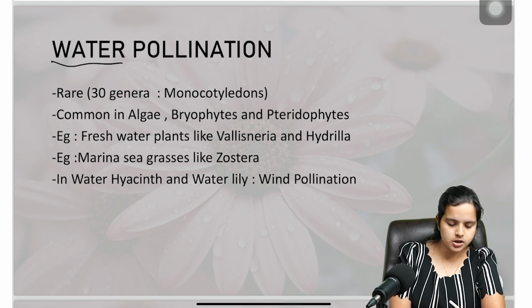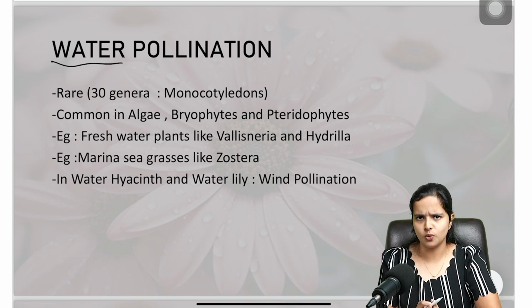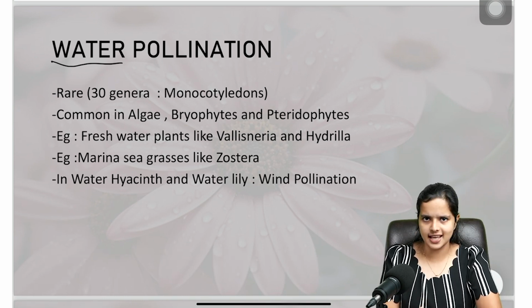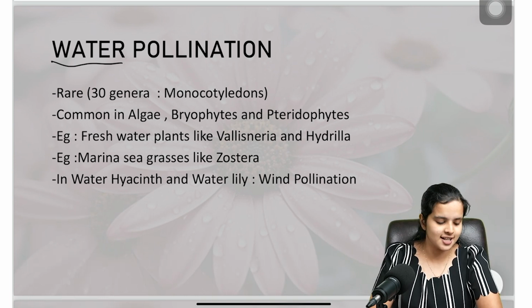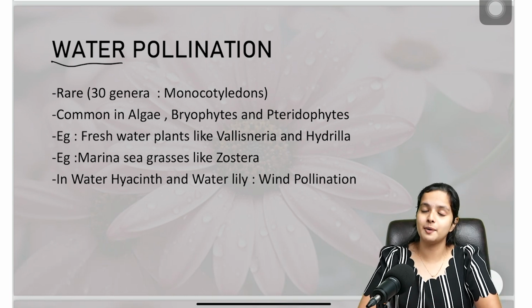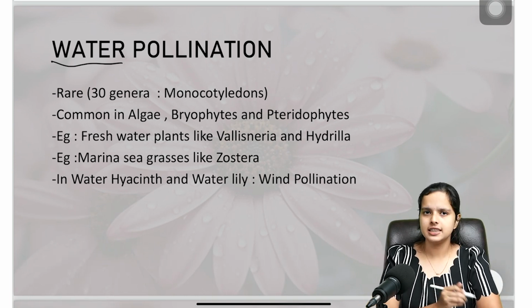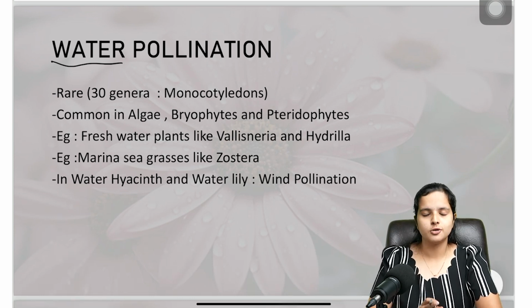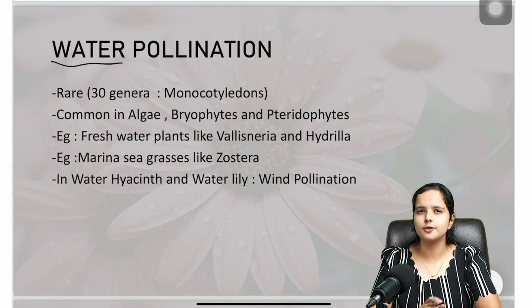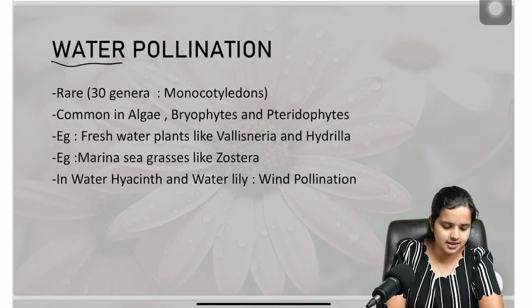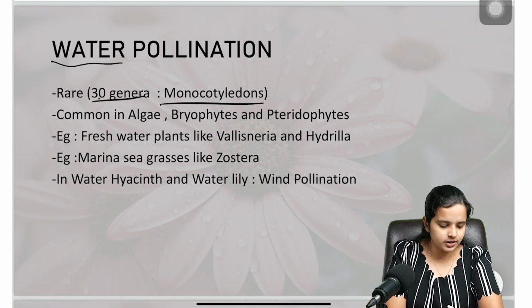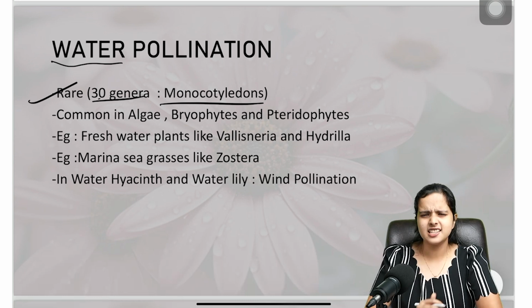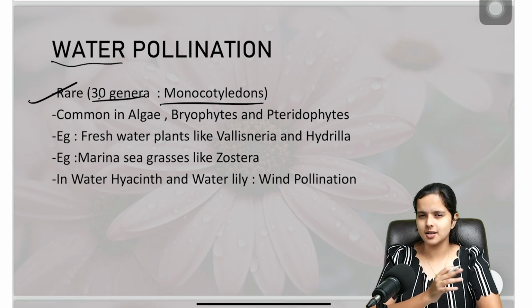Is water alive? No. Water does not have life, right? So water is also an abiotic factor. Water pollination is the second type of abiotic pollination, and it is comparatively rare. In angiosperms, you don't see many plants in water, so water pollination is rare. It's only seen in about 30 genera of monocotyledons. It's not that common in dicotyledons.